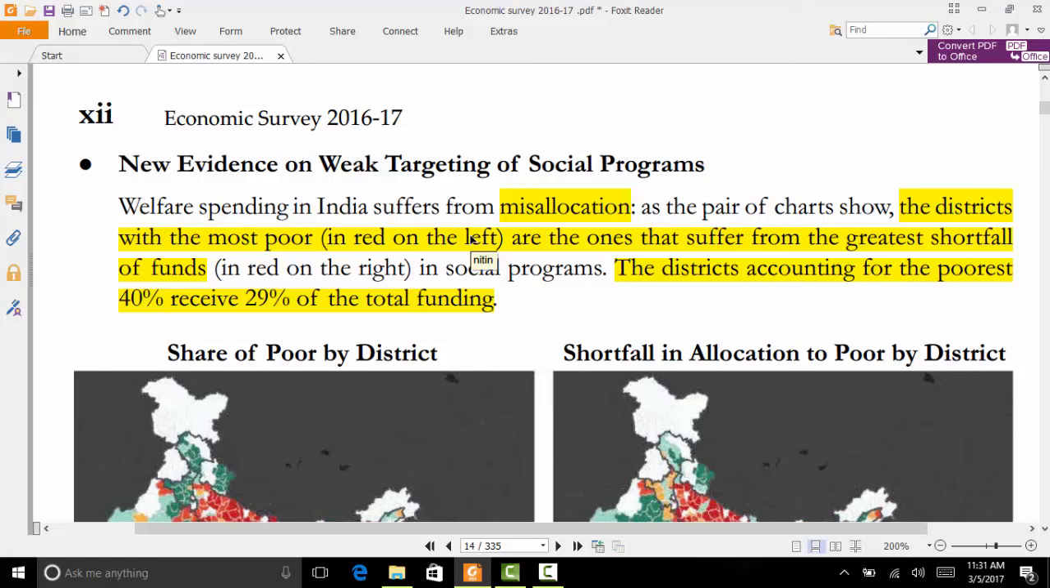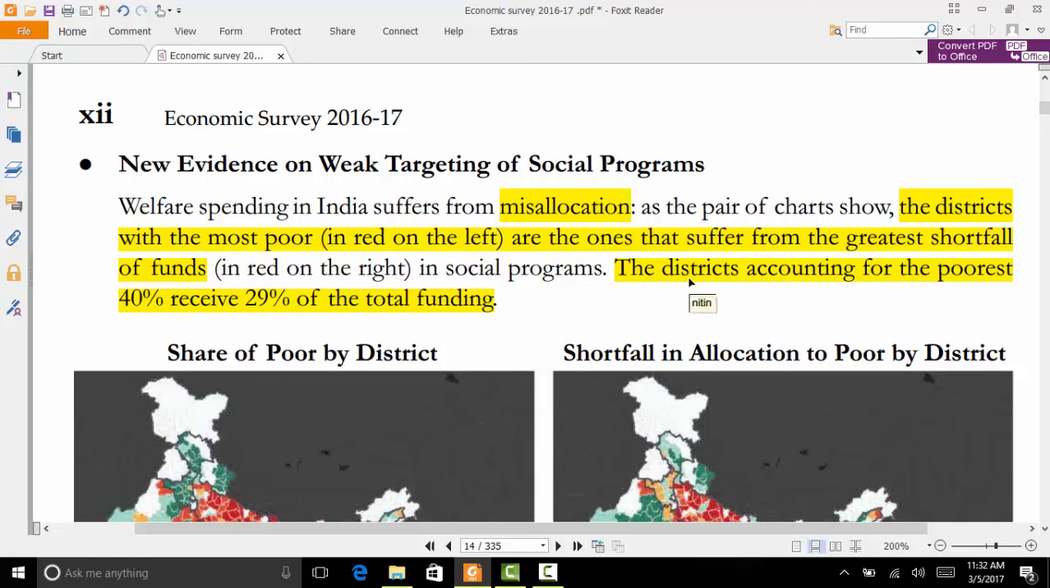Means the districts with the most poor indicators suffer the greatest shortfall of the funds. The most poor districts have the most severe shortfall of funds. So it tells about the misallocation, where the allocation should be more in the districts which are more poor, isn't it? So it tells how misallocation of the funds happens.